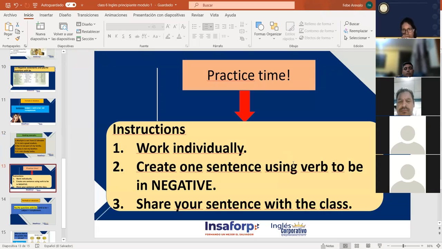Practice time. Instructions. Jose Miguel, can you please read the instructions? Me lee las instrucciones, por favor. Number 1, work individually. Number 2, create own sentences using verb to be in negative. Number 3, share your sentences with the class. Thank you so much, Mr.